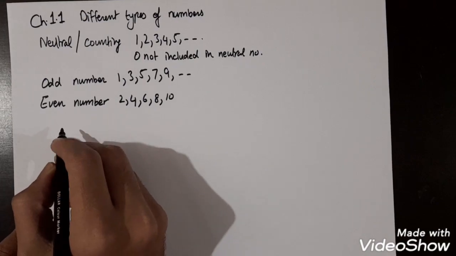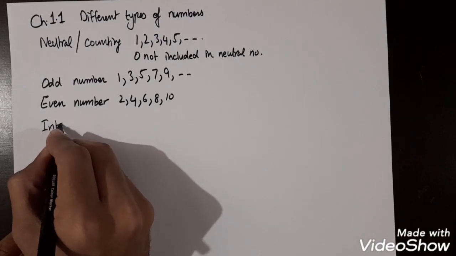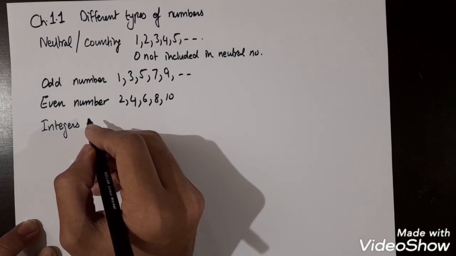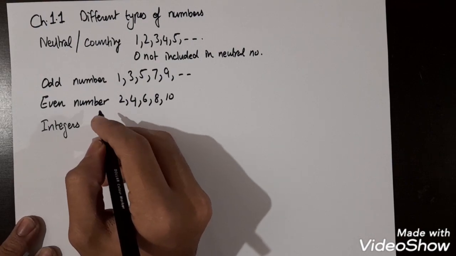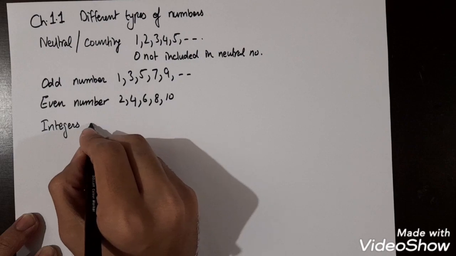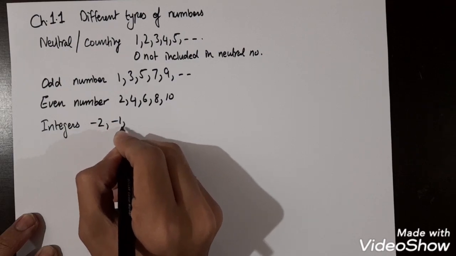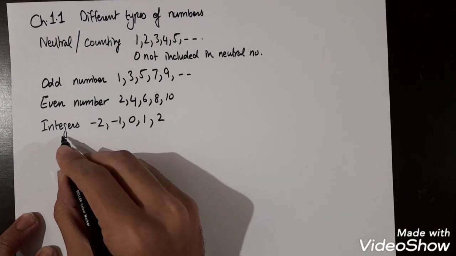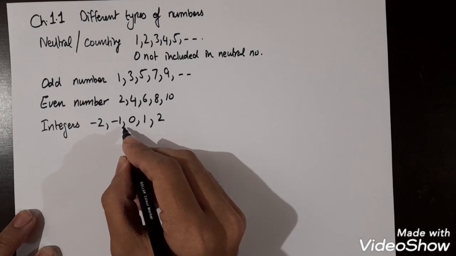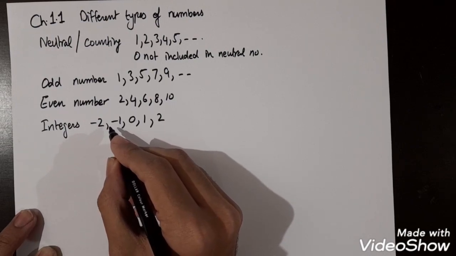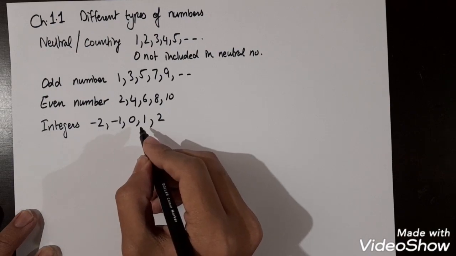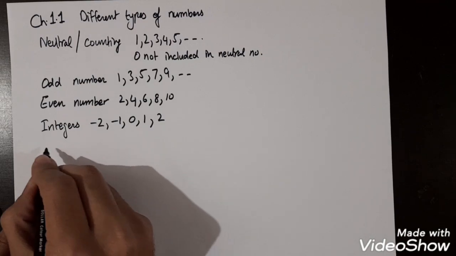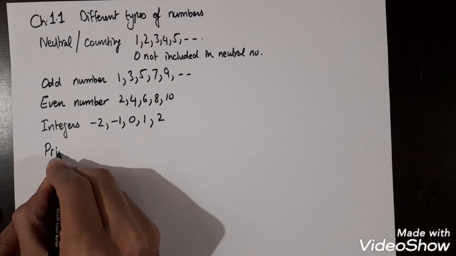Then we have integers. Integers are any of the negative or positive whole numbers including 0. So these can be negative 2, negative 1, 0, then positive 1 and then positive 2. In integers, 0 is also included, and these can be from negative to positive in whole numbers, not in decimals.